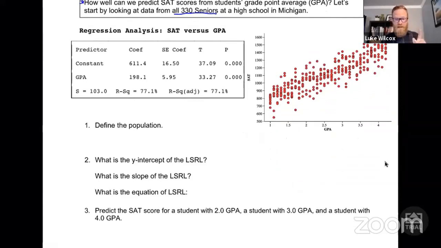But listen, by the end of the next couple of lessons, you are going to know what those numbers in that computer output represent. And then, of course, we have a scatter plot.